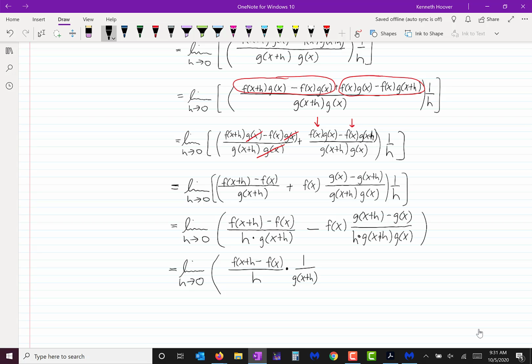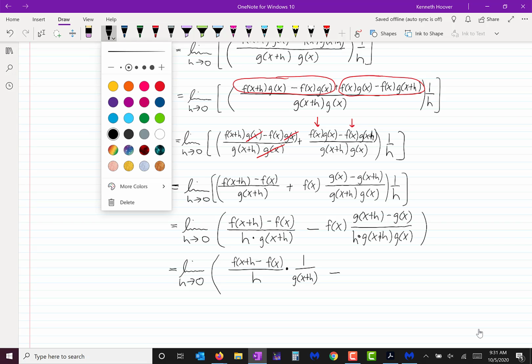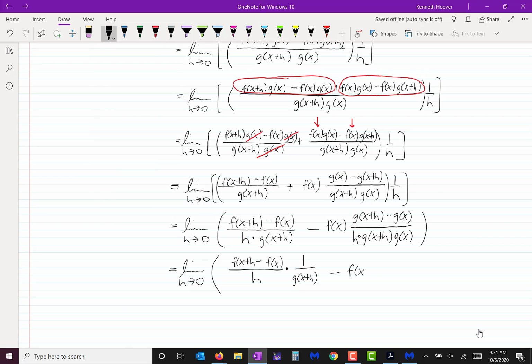And then we have that. Okay, that's from here. Does that make sense to you? And then we have a minus. And then let's write f of x, and then let's write the fraction g of x plus h minus g of x over h, and then another fraction with g of x plus h and g of x on the bottom. Okay.